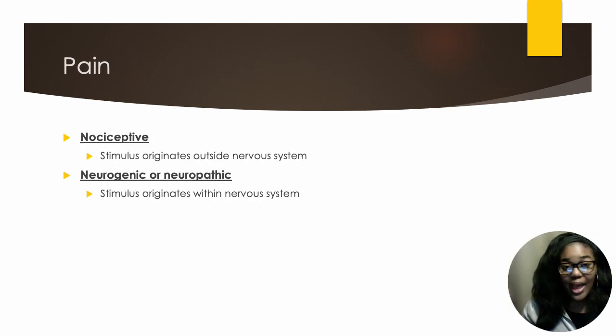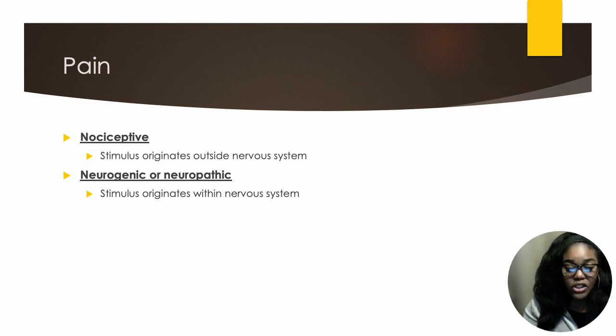Normally when we have injury to the body, such as in the case of inflammation, one of the telltale signs of inflammation is pain. Pain is also known as nociceptive sensory modality. What this means is that this is a stimulus that originates on the outside of the nervous system, sending those stimuli to the brain. You also have other types of pain such as neurogenic pain or neuropathic pain, and this type of pain originates within the nervous system.